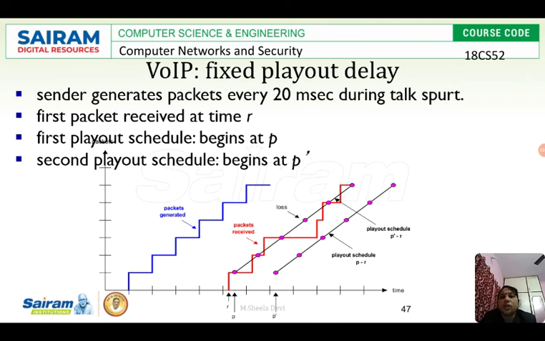This fixed playout delay can also be explained with this diagram. Here, if you see, the sender generates a packet every 20 milliseconds. So every 20 milliseconds one packet is generated, which you can see here. These are the packets, and this is the time. The first packet is generated after the first 20 milliseconds, and then the second packet, third, fourth, fifth, like this it goes.